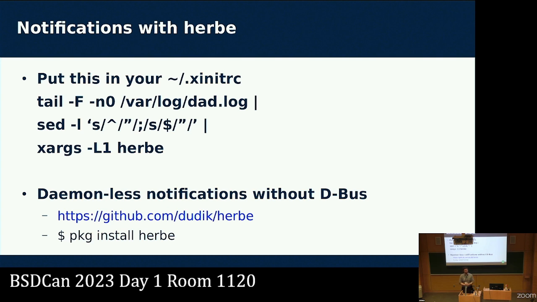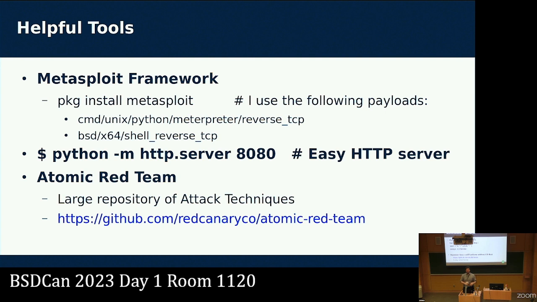And then finally, notifications with Herb. Herb is a very simple, daemonless notification system that works without Dbus. So if it's just on your laptop and you just want to display alerts on your desktop fairly easily, and you're not pushing things to some sort of cloud notification or push notification service, just pkg install Herb, and then put the following line into your xinitrc. You kind of need the middle sed line, because Herb expects one argument per line. So if you have alert space, space, space, you'll get four lines down. But yeah, just pipe the log file into Herb, and then when it buffers, it'll start the program, and then you'll get alerts.